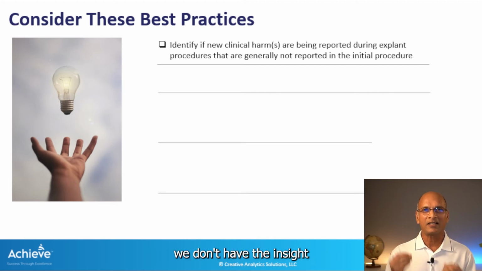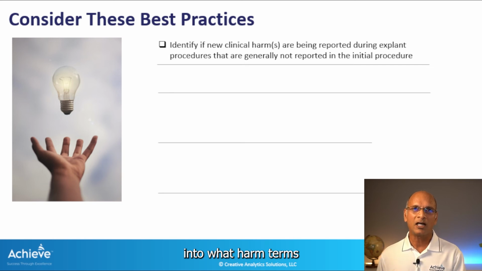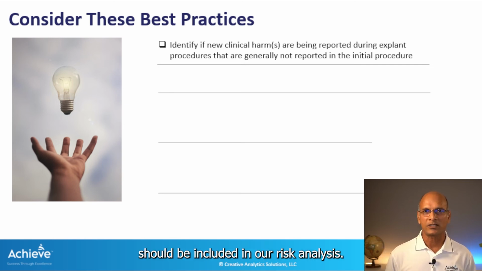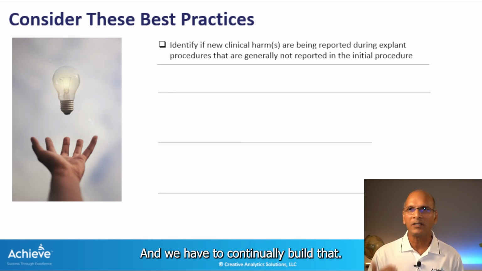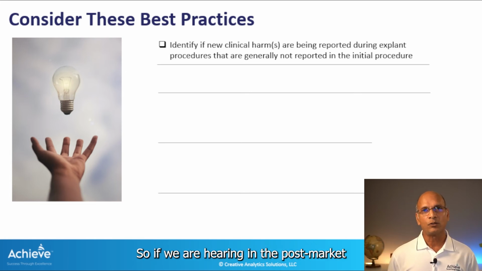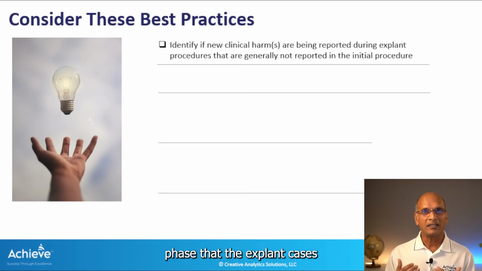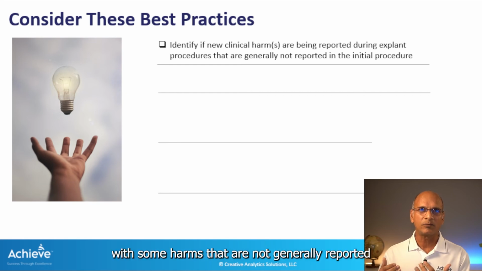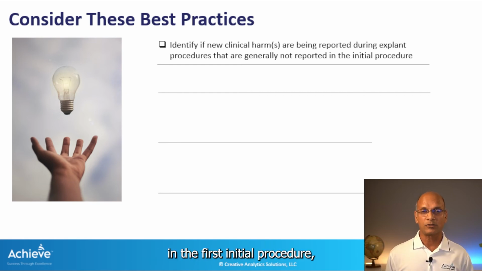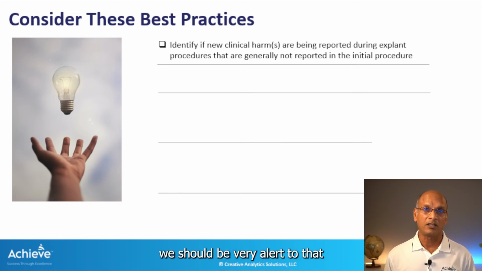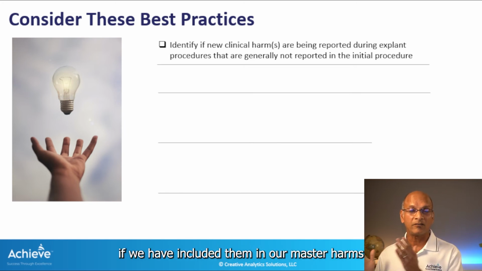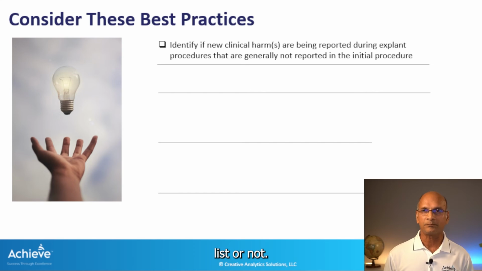We are quality engineers or regulatory folks, or let's say some project managers. We don't have the insight into what harm terms should be included in our risk analysis, and we have to continually build that. So if we are hearing in the post-market phase that the explant cases actually are associated with some harms that are not generally reported in the first initial procedure, we should be very alert to that, and we should review if we have included them in our master harms list or not.